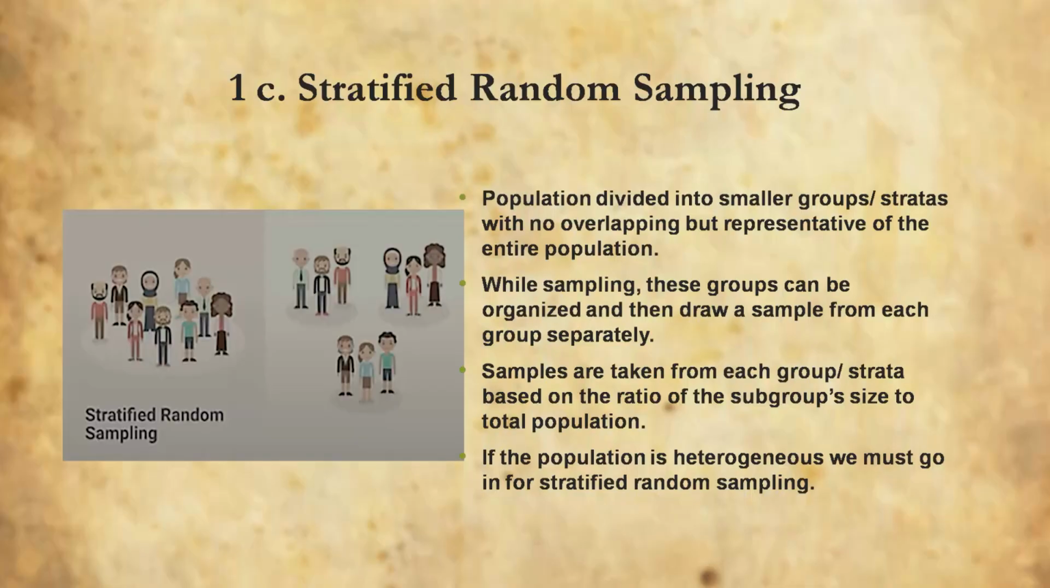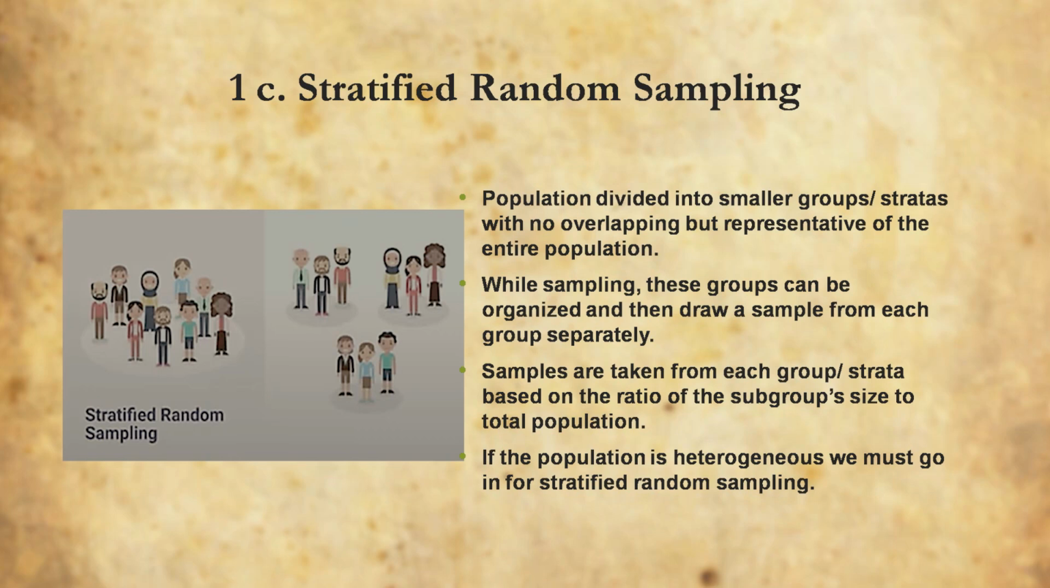The next type of probability sampling is stratified random sampling. Let's have a look at the characteristics of stratified random sampling. Here, the population is divided into smaller groups or strata with no overlapping, but representative of the entire population. While sampling, these groups can be organized and then a sample is drawn from each group separately. Samples are taken from each group or stratum based on the ratio of the subgroup size to the total population.